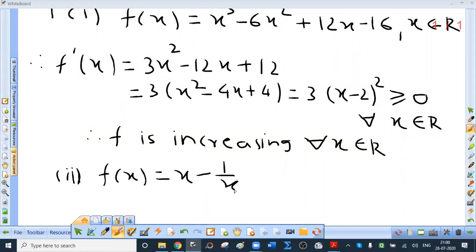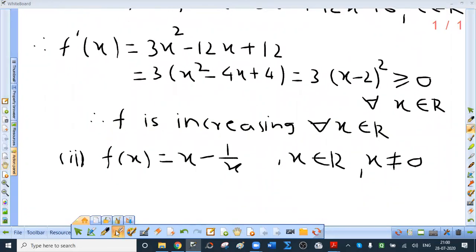This is interesting. Now x belongs to R. X not equal to 0 because if denominator vanishes, it is absurd. Okay. So what is f dash of x from this? You should be able to write this directly. Derivative of x is 1. What is derivative of minus 1 upon x? It is plus 1 upon x square.